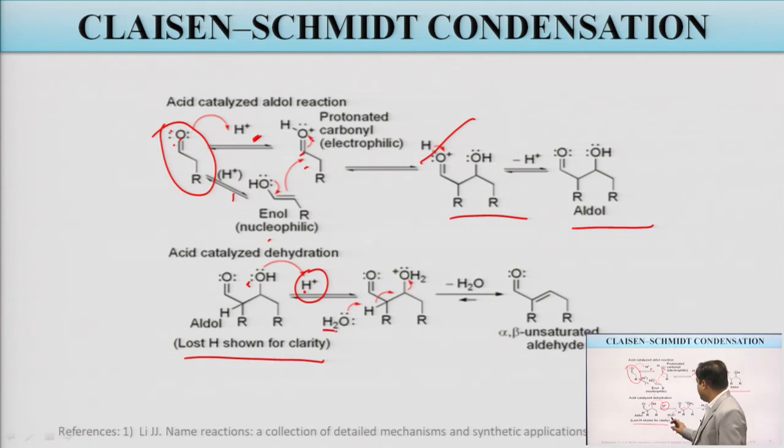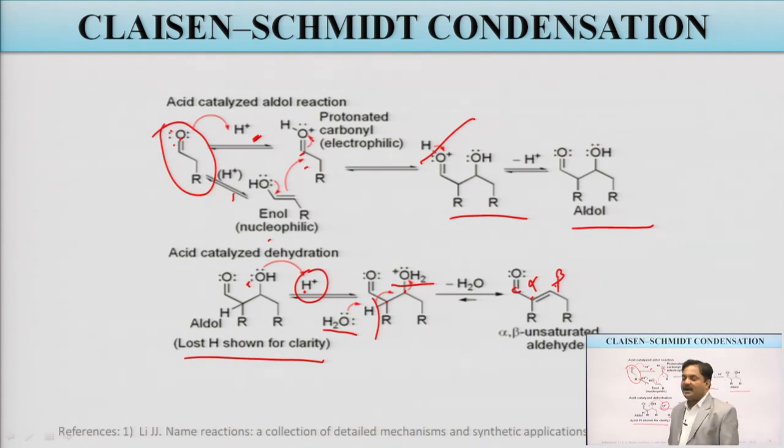Okay, so again, this bond will be broken and H2O will be removed. In that process, this carbon becomes positively charged. When this carbon becomes positively charged, again this hydrogen will be removed, and it will be removed after taking its electrons. So these electrons will be utilized to form a new bond between this carbon and this carbon. So you can see over here there is a formation of a new bond between this carbon and this carbon, and this is a carbonyl carbon, this is alpha, this is beta carbon. So we are getting alpha beta unsaturated aldehyde as a product of Claisen-Schmidt reaction in the last.